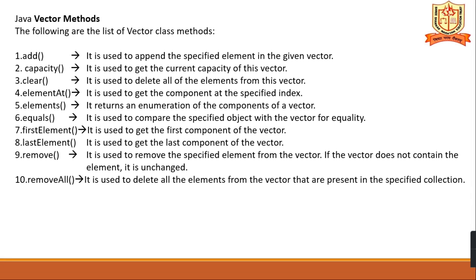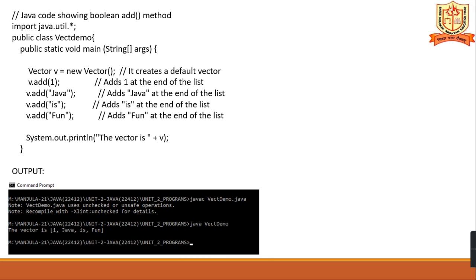And which methods are present in these vectors? The first method is used to append the specified element to the vector, and we'll see them one by one. Capacity will get the current capacity of the vector. Clear means it will delete the elements from the vector. Get will retrieve the element at the specified index. And elements gives an enumeration of the elements of the vector. So you can mention how many elements there are. Like this, there are many methods, and we will see the examples.